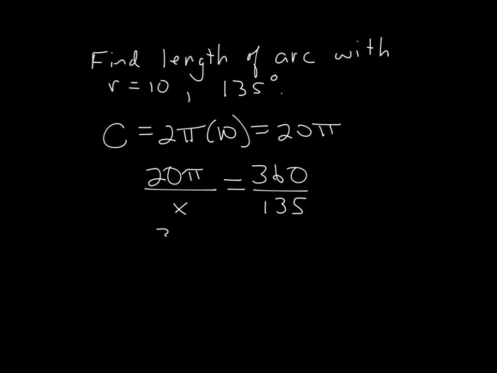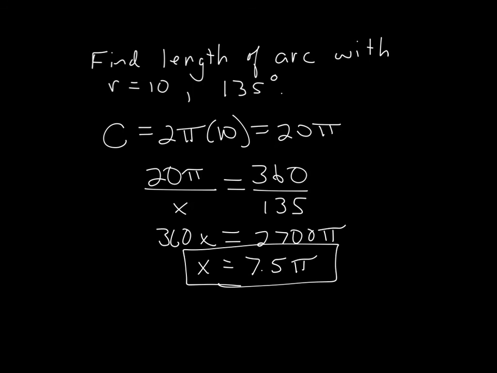So that's going to be 360x equals, calculator, 2700 pi. And then now take 2700 and divide it by 360. And you get x equals 7.5 pi.